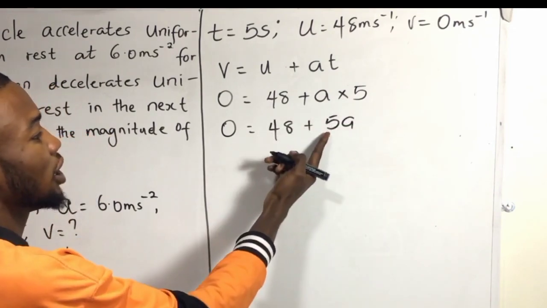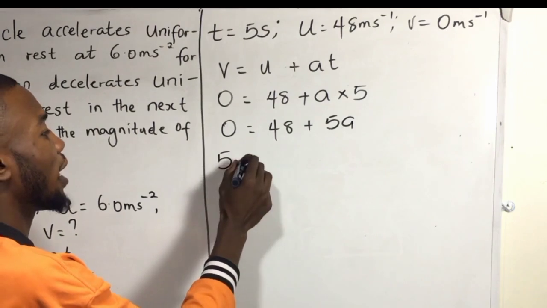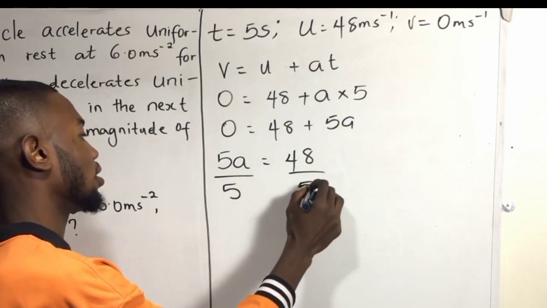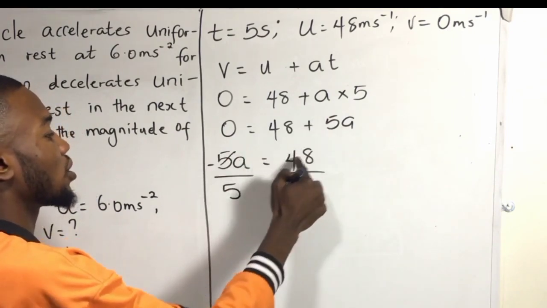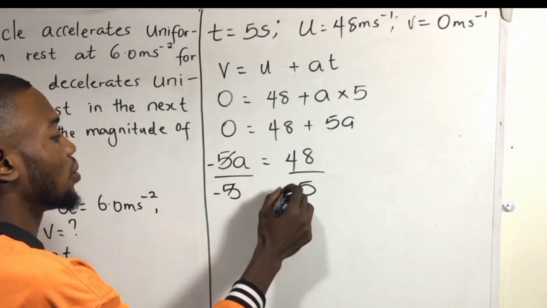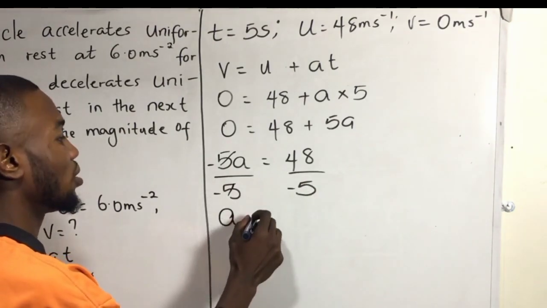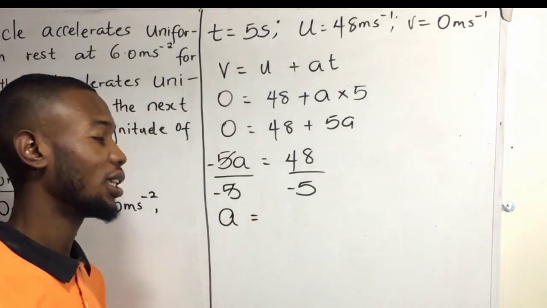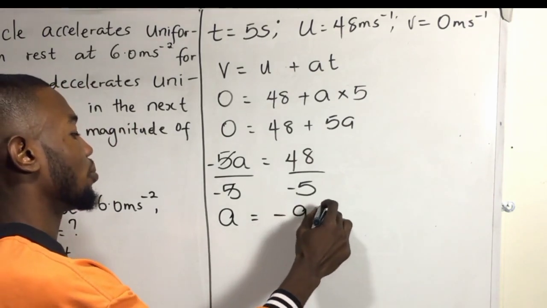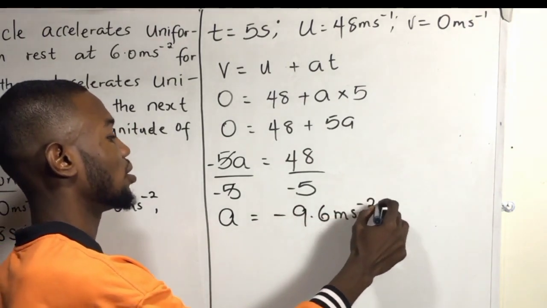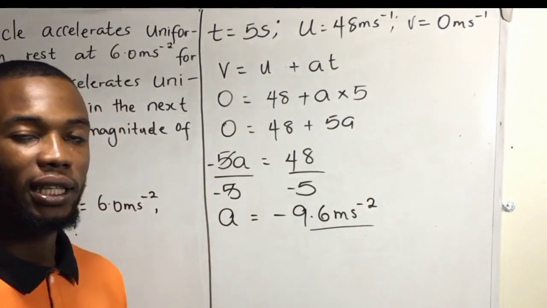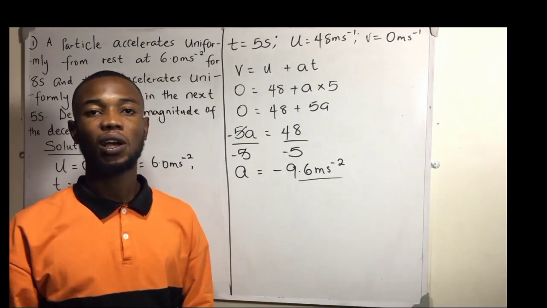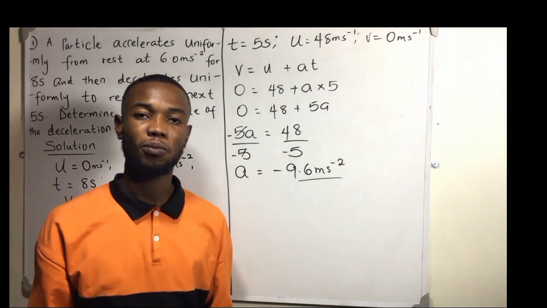So let's collect like terms. This is going to come here. We have 5a equal to what? 48. Then we divide both sides by 5. When it's coming here, it becomes a negative sign. So we divide both sides by minus 5. So the acceleration of that body becomes negative, because we are solving for deceleration. And that should give us minus 9.6 meters per second squared. Now you see that the deceleration of the body is coming with a negative sign because it is deceleration. We're told that deceleration is the negative form of acceleration.